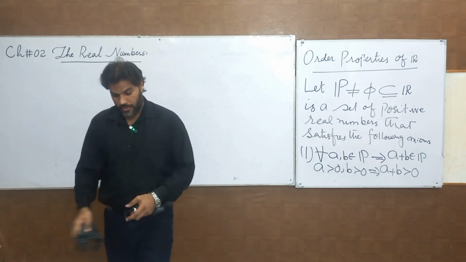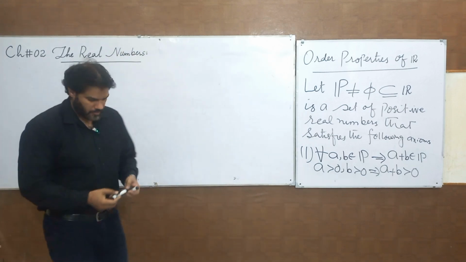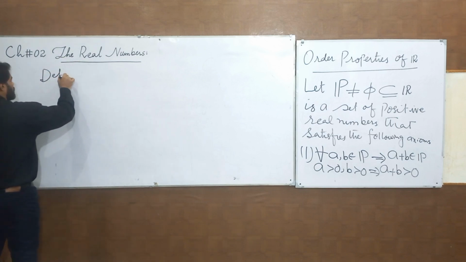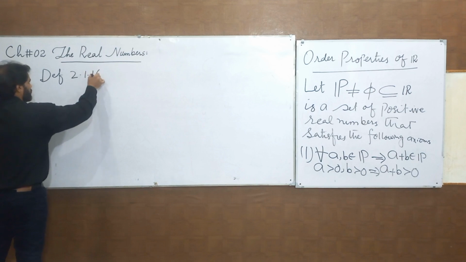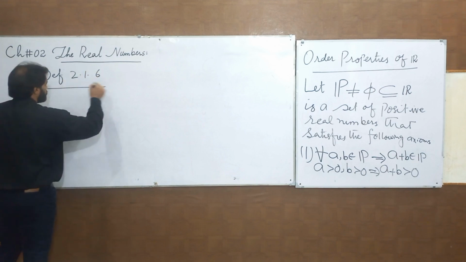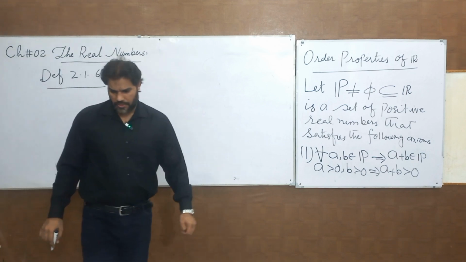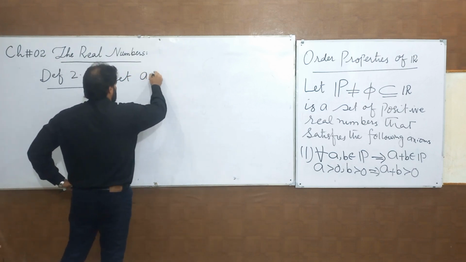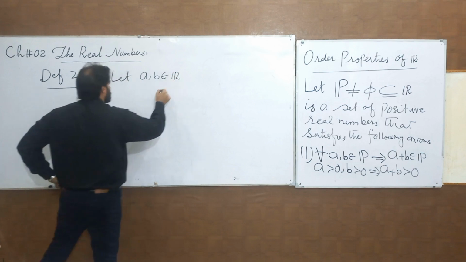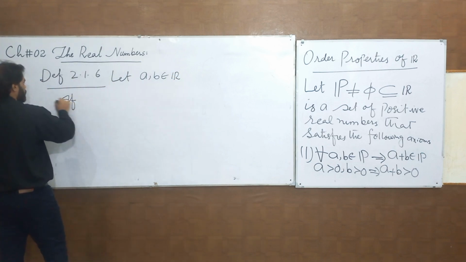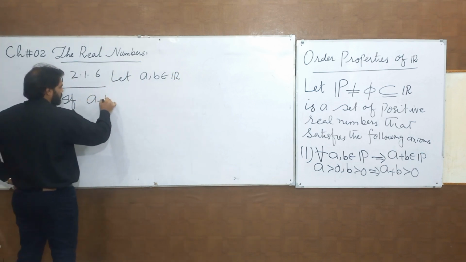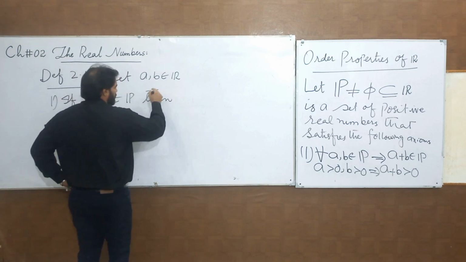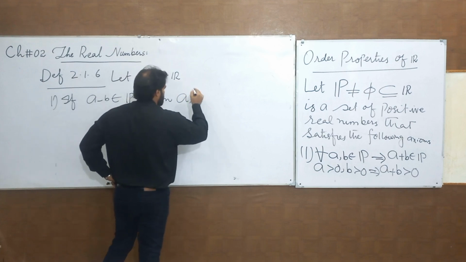The next one is Definition 2.1.6. This definition says let A and B be two real numbers. If A minus B belongs to P, then A is greater than B.